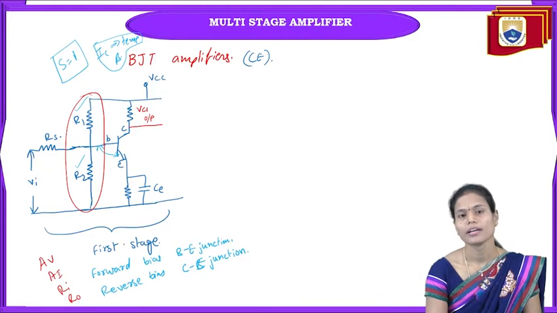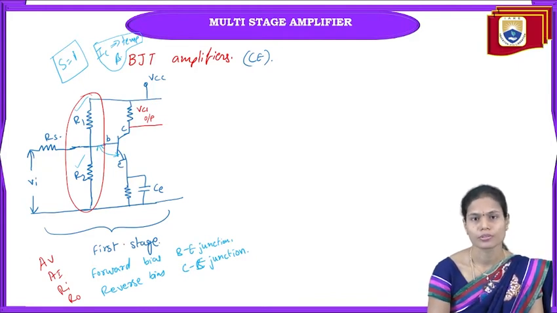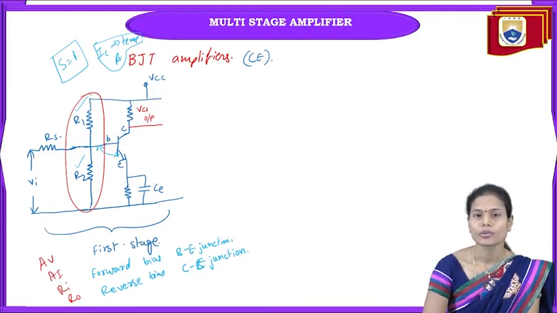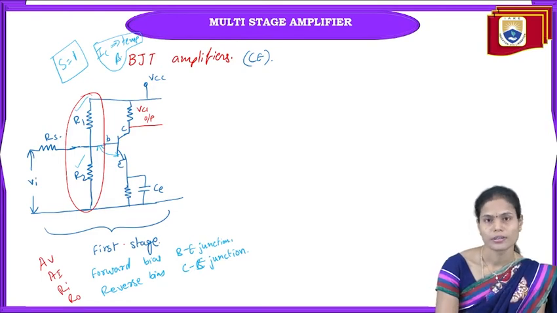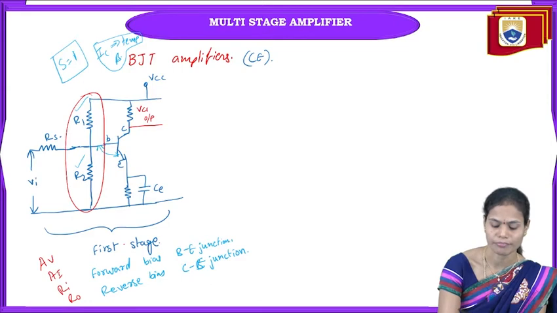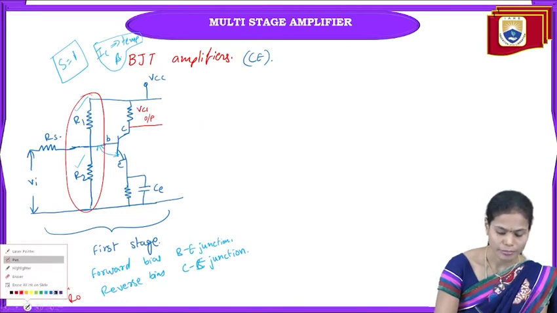For example, if I take a loudspeaker circuit, in order to operate that loudspeaker we have to provide a large signal. The signal coming from the single stage amplifier is not sufficient to run that loudspeaker. So in such applications we can use the multi-stage amplifier. In order to make it a multi-stage amplifier, I am considering one more stage of this common emitter configuration.